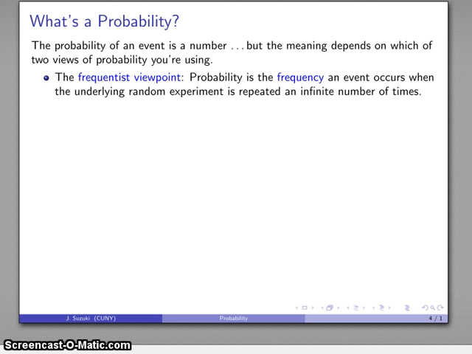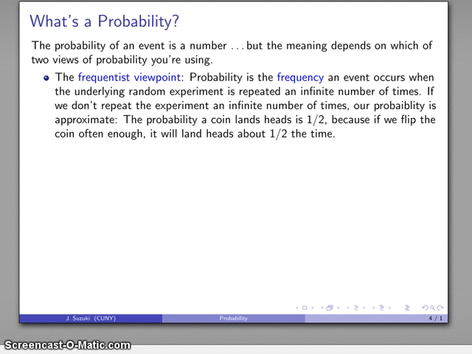The most common view of probability is known as the frequentist viewpoint. When I give the probability of an event, it's the frequency that that event occurs when the underlying random experiment is repeated an infinite number of times. Now, if we don't repeat the experiment an infinite number of times, then our probability is going to be an approximation. For example, when we say the probability that the coin lands heads is 1/2, what we mean is that if we flip the coin many, many times, then about half the time, that coin is going to land heads. If we flip the coin an infinite number of times, it'll land heads exactly half the time. If we don't, then somewhere around 1/2 the time, it'll land heads.